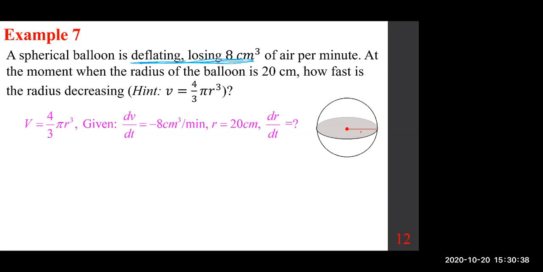R is 20 centimeters, take it from there. Now we know the differentiation, it's very simple. We've done that already, okay? Everybody remembers that if you go back to the very first example, 4/3 pi times 3r squared dr/dt. That's what we did. And that gives us 4 pi r squared dr/dt. Replace it accordingly, you have the answer.